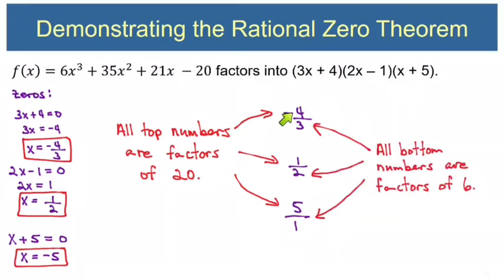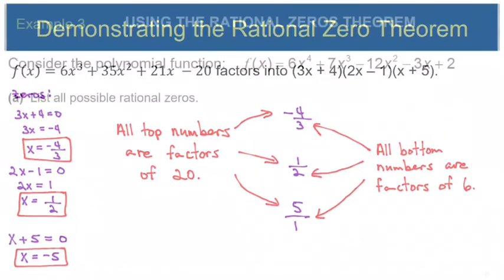So again, for each 0, the top number was a factor of the constant term from the polynomial, and the bottom number was a factor of the leading term from the polynomial. And it's always going to have to work like that, because for any linear factor that you have, the 0 for that factor is always going to have to be the constant number over the coefficient number.